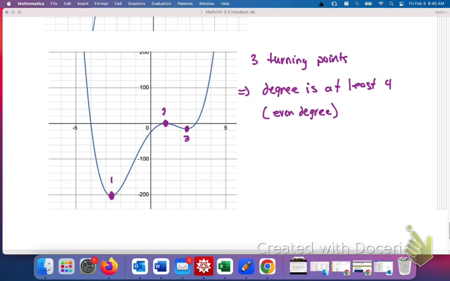And starting with a graph of a polynomial function, you can count the number of turning points, and the degree is at least one higher than that. Okay, so we'll conclude here.